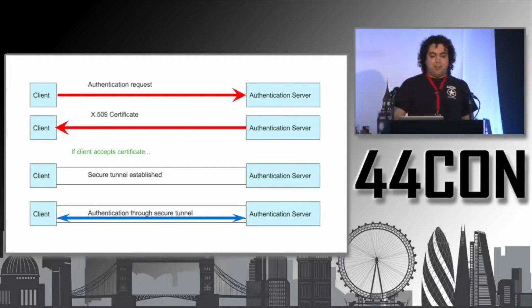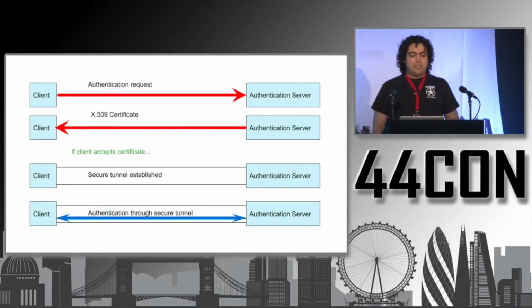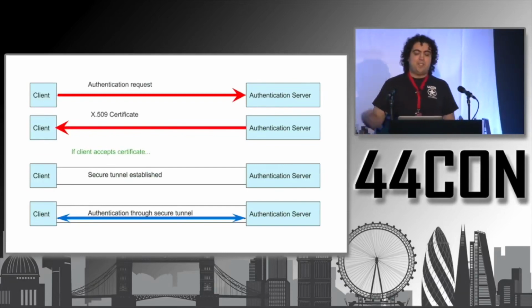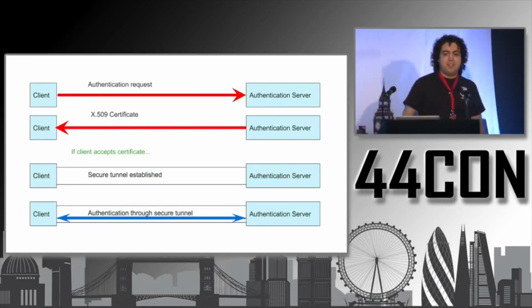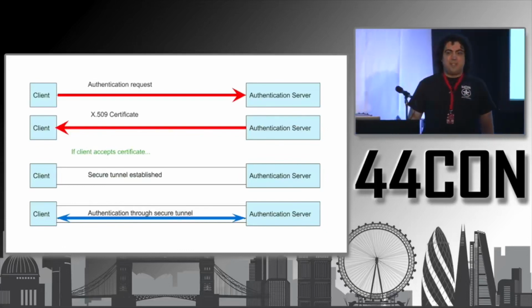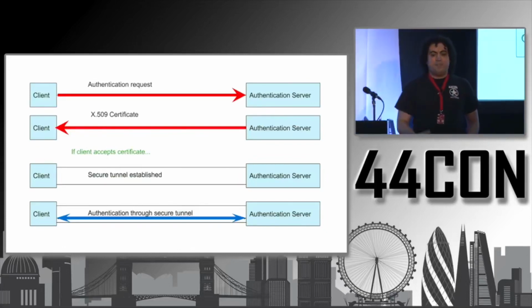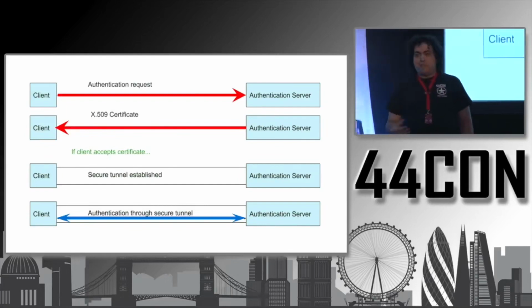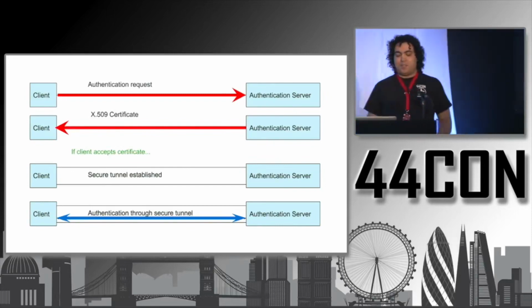You have this client, also known as the supplicant. That's your wireless device, and it's going to send an authentication request to the authentication server. That's your RADIUS server that's running somewhere in your network. The RADIUS server then will respond with an X509 certificate. The idea here is that the X509 certificate is used to prove the identity of the authentication server to the client. So at this point, the client actually accepts a certificate.